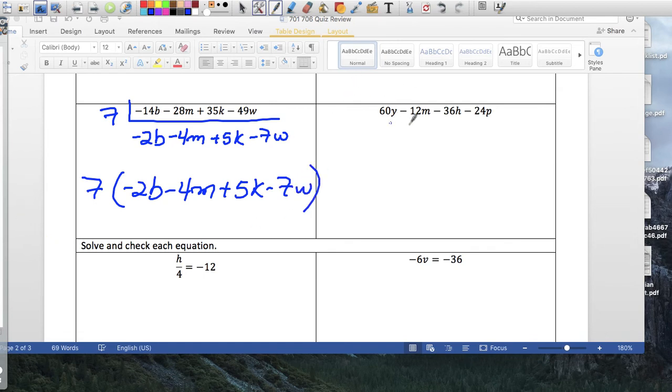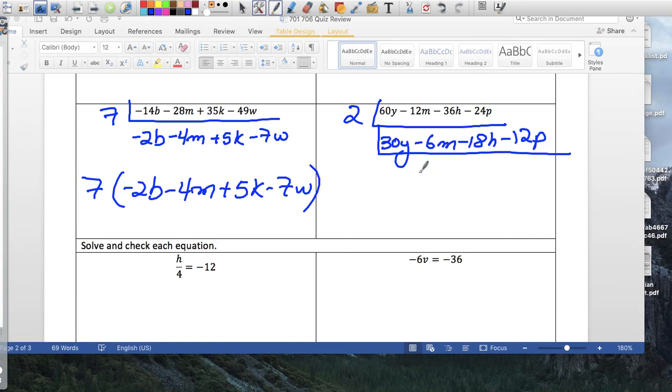Here, let's pull out a 2. I think I could have gone higher. So 2 goes into 60 30 times. 2 goes into 12 6 times. 2 goes into 36 18 times. 2 goes into 24 12 times. I should have definitely used a higher number. So let's see. Can I use a 2 again? Yes. Can I use a 3? Yes. But I can also use a 6. So let's just go for the highest number possible.